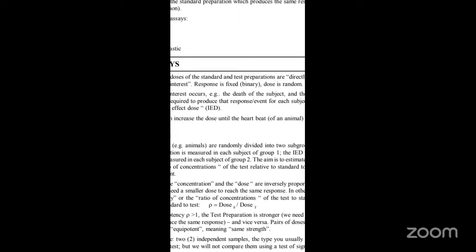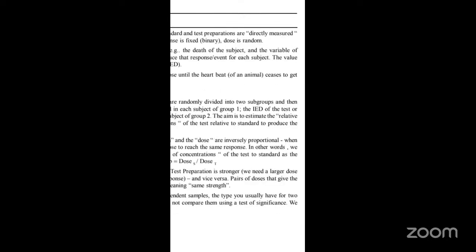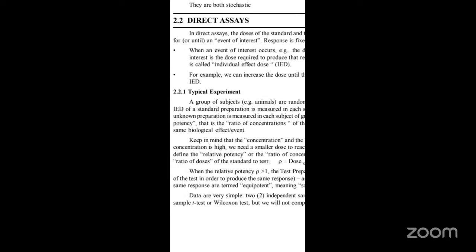So we can increase the dose until the heartbeat of an animal stops to get the IED. If we increase, what is the effect? That also we can note. Now, a typical experiment: exposed subjects, for example animals, are randomly divided into two subgroups. IED means individual effect of dose. The IED of the standard preparation is measured in each subject of group 1.